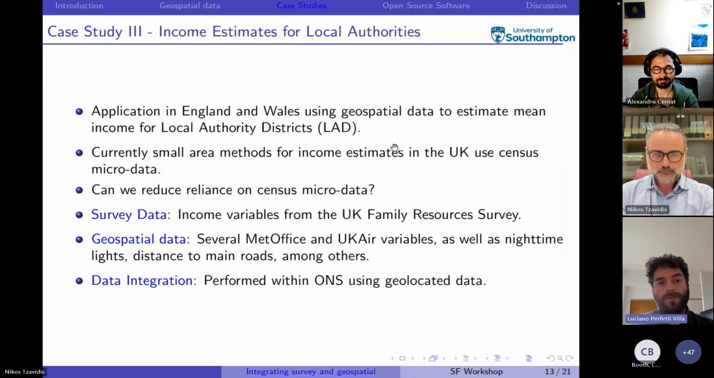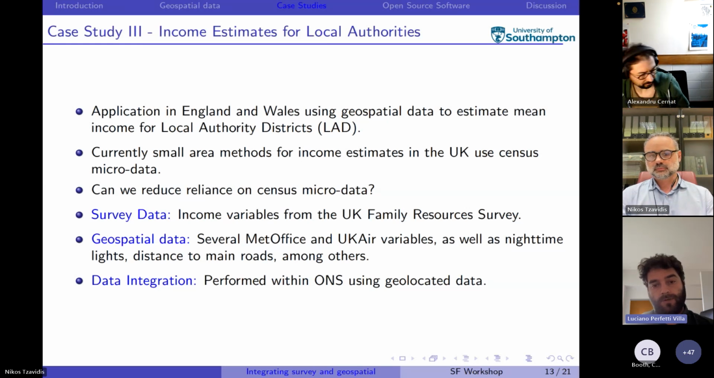Thank you, Nikos. So we saw some encouraging results in the African countries for the poverty estimates, for the mean income estimates, and the poverty rates. We have seen as well other applications in other countries of the world, mostly in the global south, which begs the question, what happens in the countries that are not in the global south? And we have been working with the ONS to replicate the same work here in England and Wales to try to estimate the mean income for local authorities.